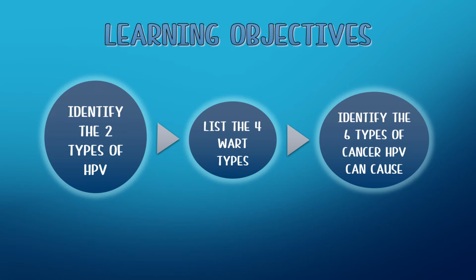After watching this presentation, viewers should be able to accomplish three specific learning objectives. They should be able to identify the two types of HPV. They should be able to list the four types of warts caused by HPV. And they should be able to identify the 6 types of cancer that HPV can cause.